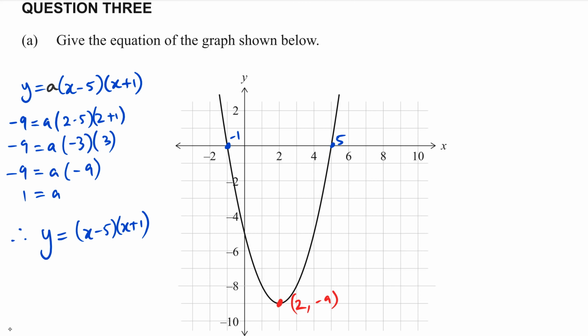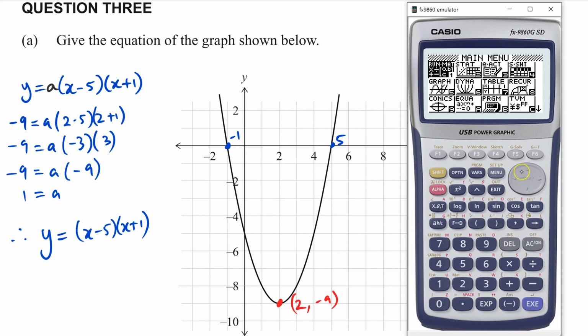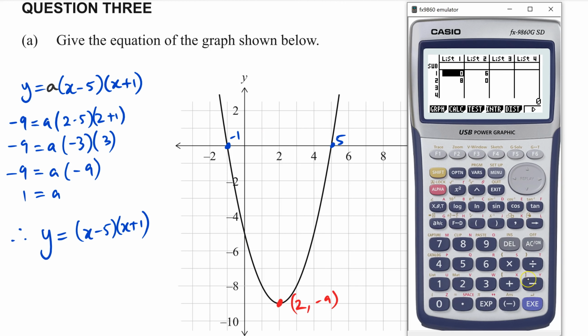If you're using the graphics calculator, what you could do, if I can find my calculator, there it is. Go into menu, go into stat. You need to put in 3 points. The first point is -1 and 0. Then your second point is 5 and 0. And then your third point is 2 and -9.